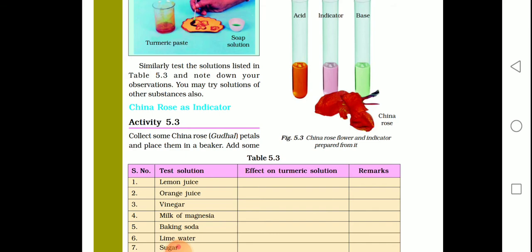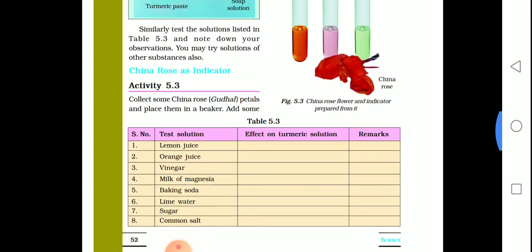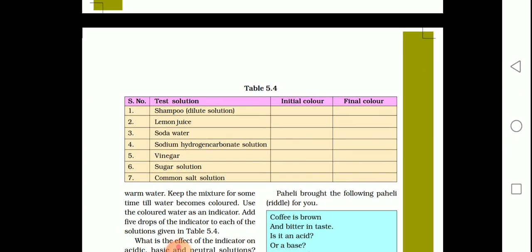Another indicator is China rose. Take China rose petals and place them in a beaker. Add some warm water. Keep the mixture for some time till the water becomes colored. Use the colored water as an indicator. Add 5 drops of indicator to each of the solutions given in 5.4. Here, you take different test tubes, about 3 to 4, and add water. In warm water you put the China rose petals, and keep the mixture for some time.